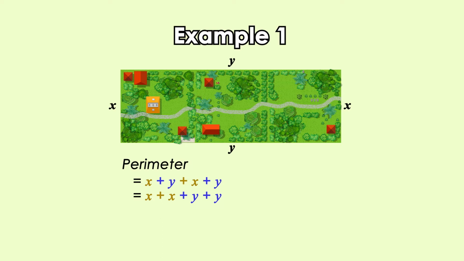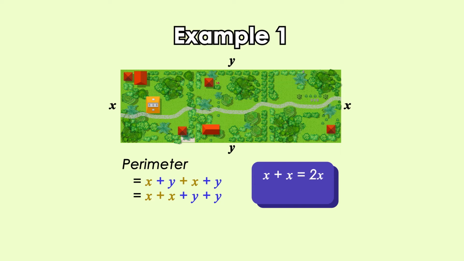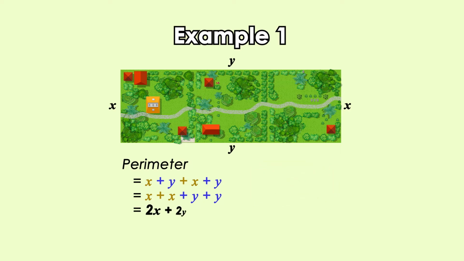Now, add the like terms. x plus x equals 2x. y plus y equals 2y. So, the simplified algebraic expression representing the perimeter is 2x plus 2y. Easy peasy, right? Boys and girls, let's try this example for better understanding.